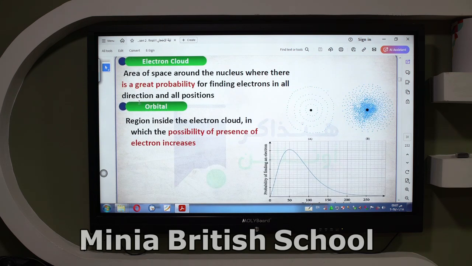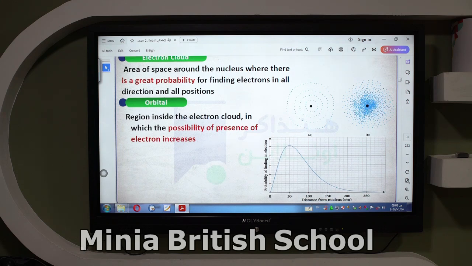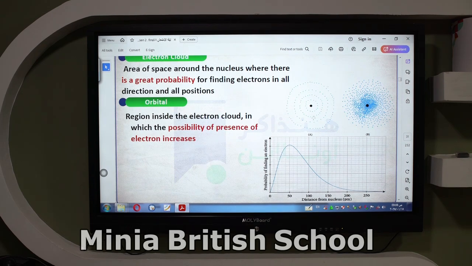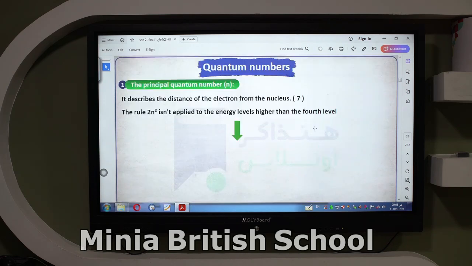We have two important definitions. Number one, the electron cloud: the area of space around the nucleus where there is a great probability of finding electrons in all directions and all positions. Another definition is the orbital: the regions inside the electron cloud in which the possibility of the presence of the electron increases. So he can give you this example in your exam, as these electron clouds, where we have a great probability to find the electrons, but the possibility of the presence of the electron increases in this area, which is called orbitals, and we will know about orbitals clearly in chapter 2.